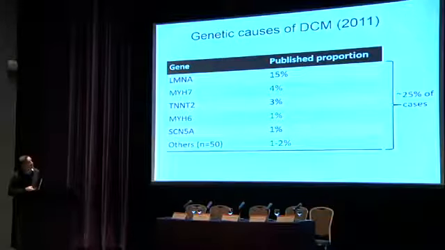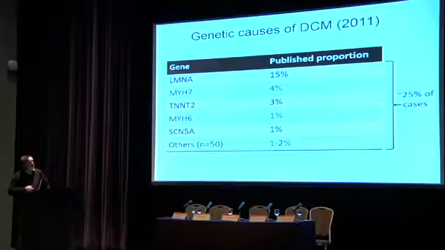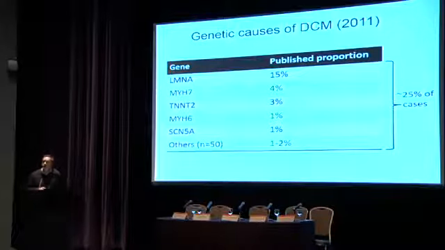In terms of genetic causes of dilated cardiomyopathy, this was in 2011, so these are the commonest genes that we've previously tested, and these are the published proportion of patients who might have a mutation in those genes. And with the wind behind you on a good day, you might get to 25% of cases, which isn't very impressive.